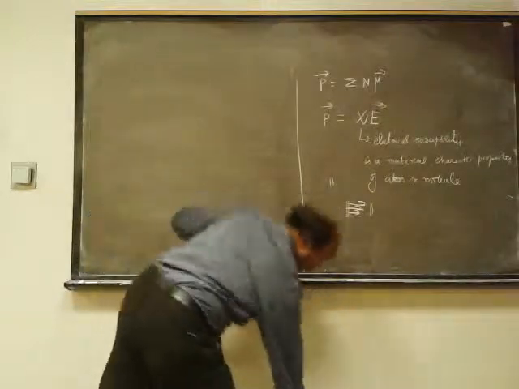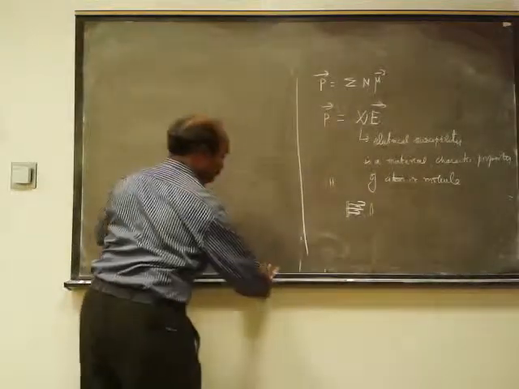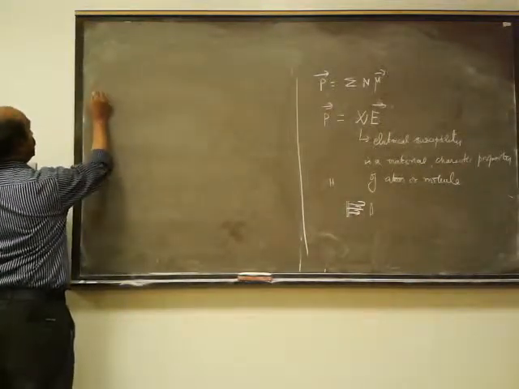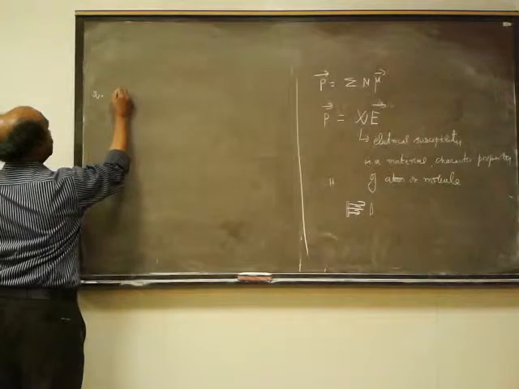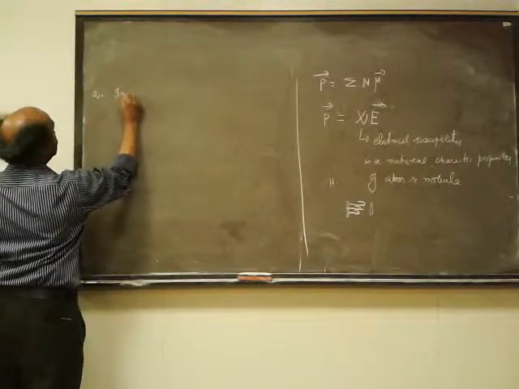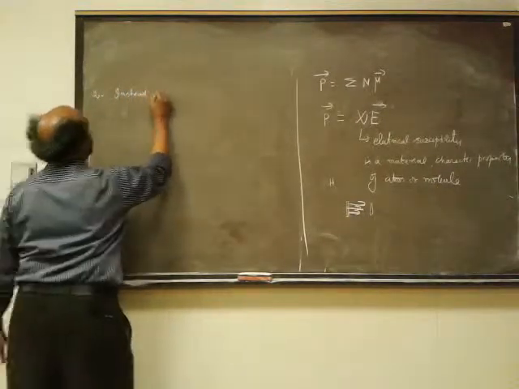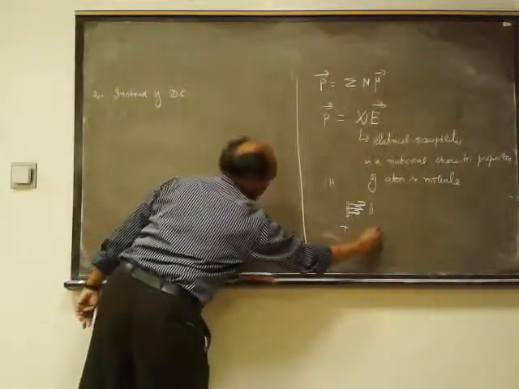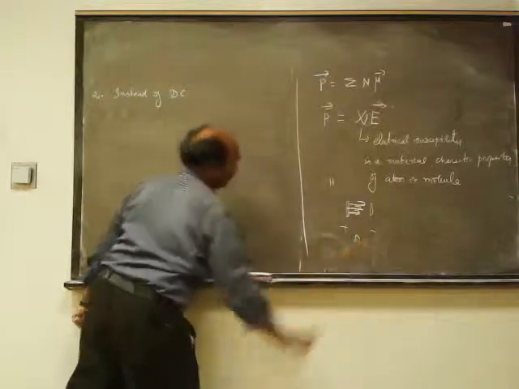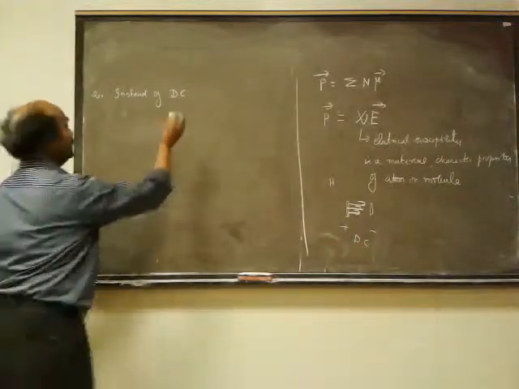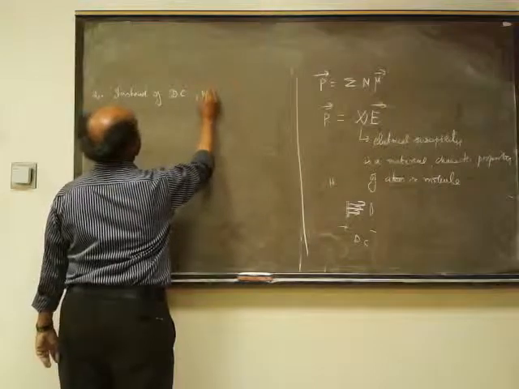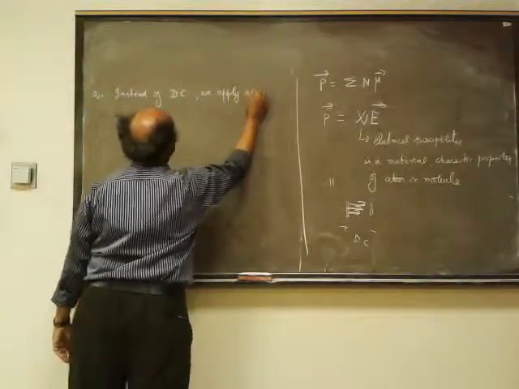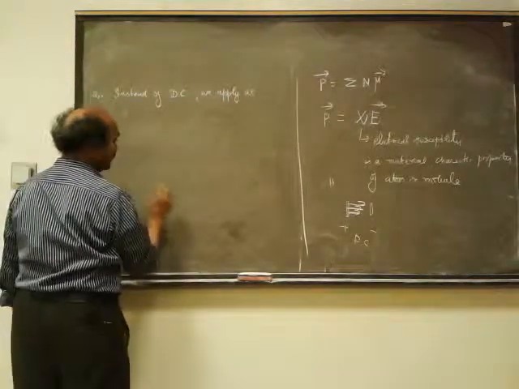Next step. Instead of DC, direct current, this is the DC, plus minus DC, I apply. Instead of DC, we apply AC, alternating. Then what would happen?